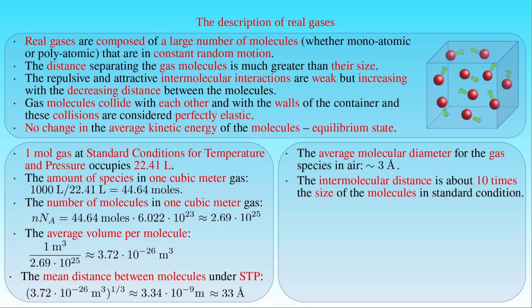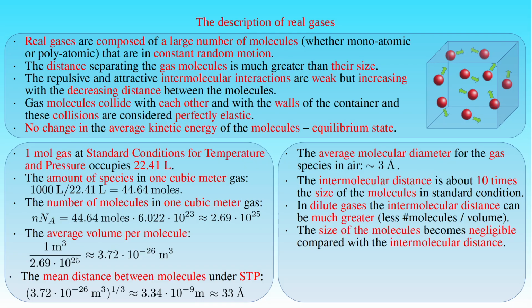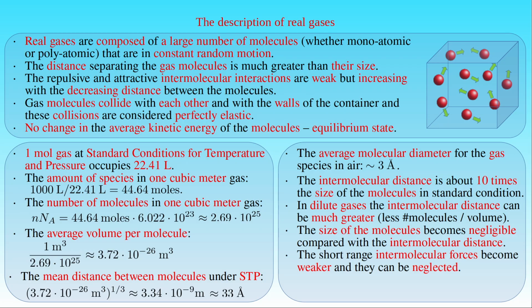In the case of dilute gases, fewer molecules are enclosed in the same spatial volume, that is, the number of molecules per volume is less and the average intermolecular distance can be much greater than in a gas at atmospheric pressure. As a result, the size of the molecules becomes negligible compared with the intermolecular distance, that is, the gas particles will have more space to move without colliding with one another and the number of collisions will decrease. At the same time, the short-range intermolecular forces become weaker for the ensemble of particles with a greater average intermolecular distance, and these forces become negligible in a dilute gas.